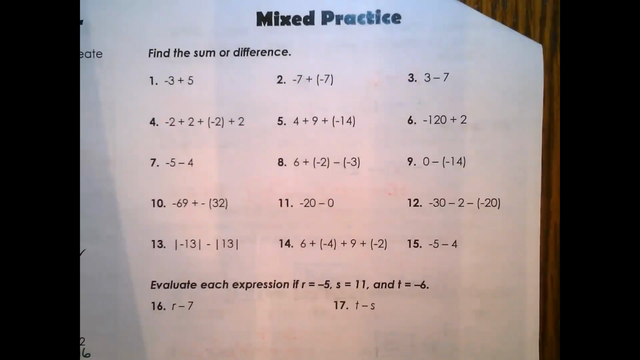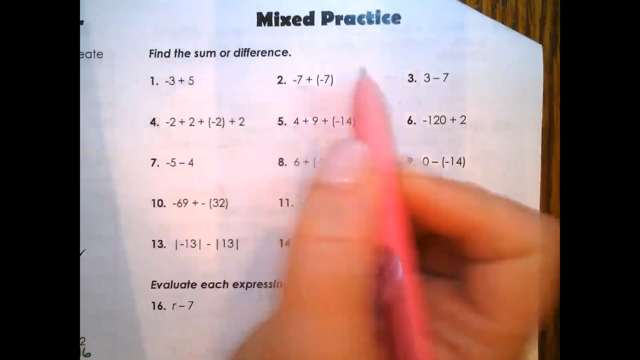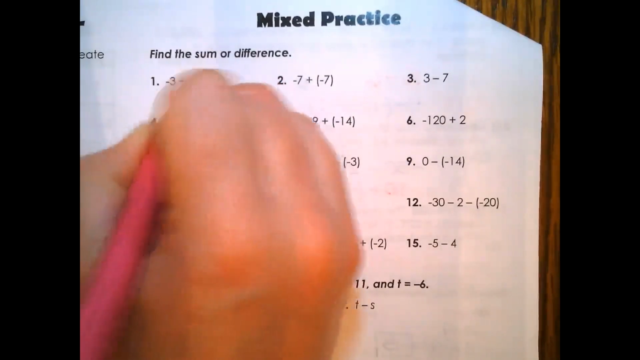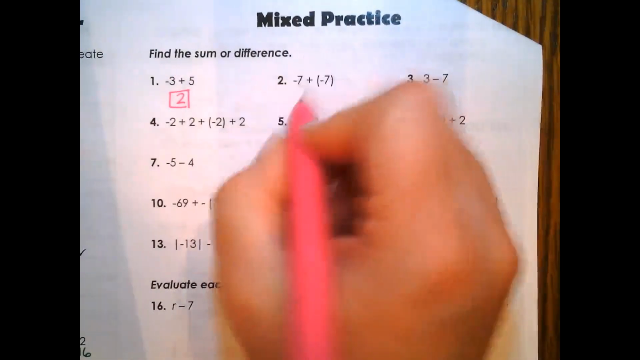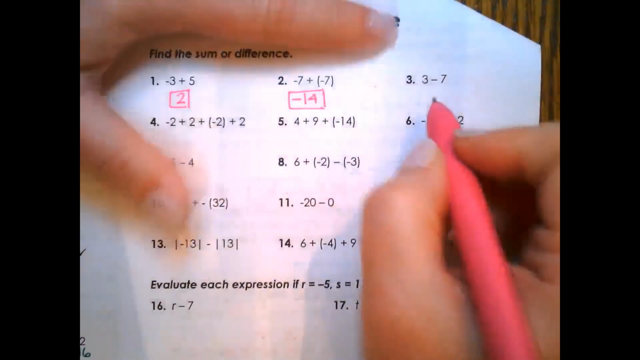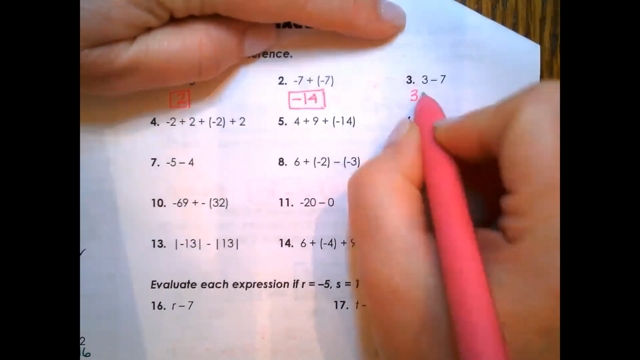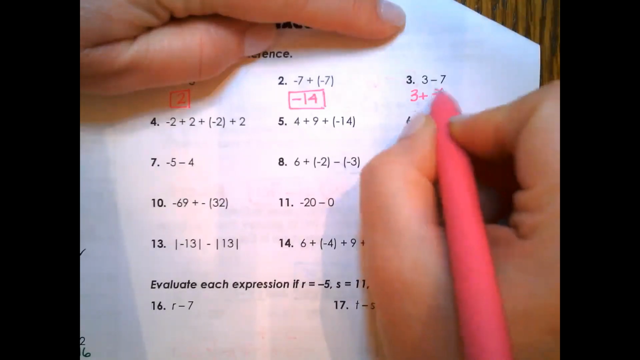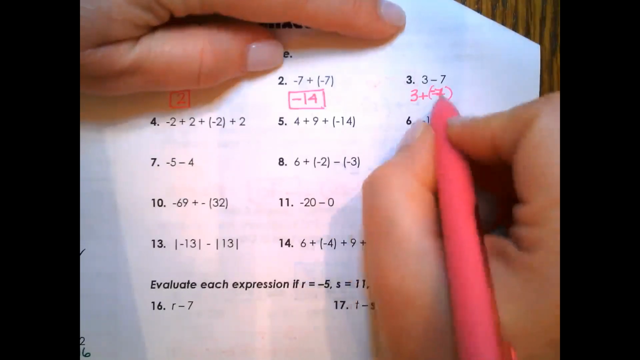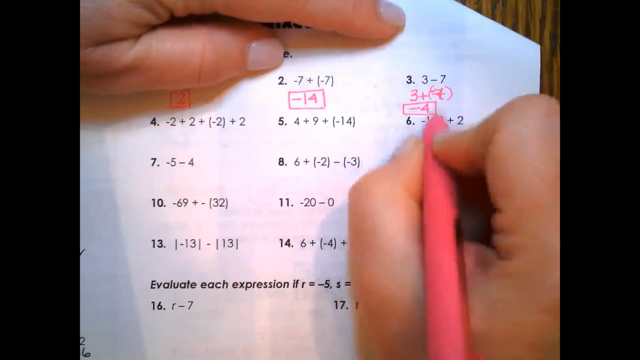Okay, now we're going to do some mixed practice. So we're looking at some addition, some subtraction, some equation solving, some substitution. It's all things that we've already done. And I'm just going to walk through them real quickly. So starting at the top, we're adding. I have more positives than negatives, and I have 2 of them. Here, we're adding. Same sign, keep the sign, and add them together. Here, I'm subtracting. So this becomes 3 plus a negative 7. Remember, subtracting a positive is like adding a negative. I have more negatives than positives, and I have 4 of them.